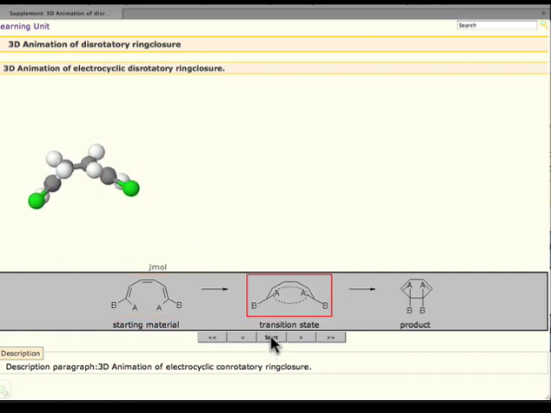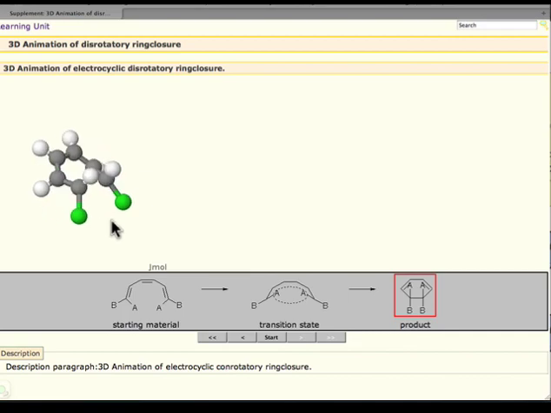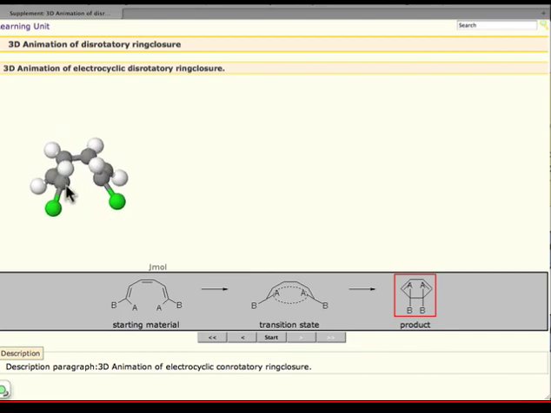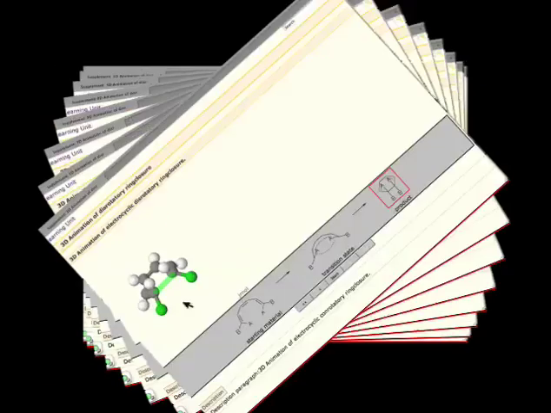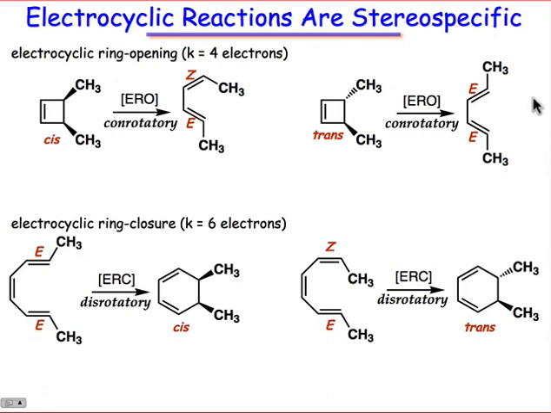You can begin to see the cis isomer develop. If we continue the process, at the end of the reaction, you can see that the cis isomer is forming. The new single bond will be formed right there. The examples shown here illustrate that electrocyclic reactions are stereospecific.